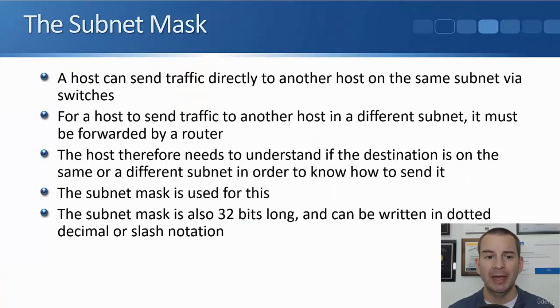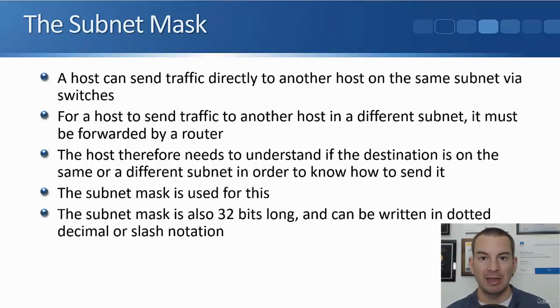So onto the slides now. A host can send traffic directly to another host on the same subnet via the switches that they're attached to. But for a host to send traffic to another host in a different subnet, it must be forwarded by a router. So our routers are our devices that link our different subnets together and route the traffic between them. The host, therefore, needs to understand if the destination is on the same or a different subnet in order to know how to send it.